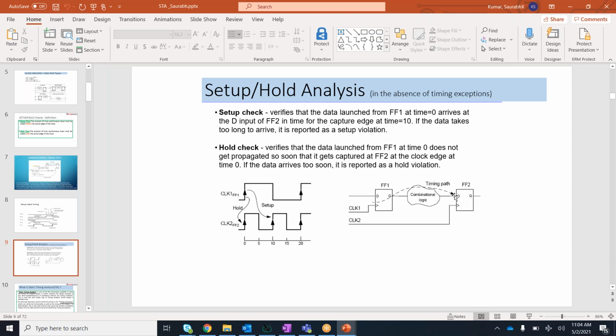Now we'll understand from this circuit. What is setup time? My data should reach before the next edge of the clock arrives at this capture end. That's called the setup check. What is hold check? In hold check, our job is to check that my data should not propagate so fast that it overlaps the previous data.